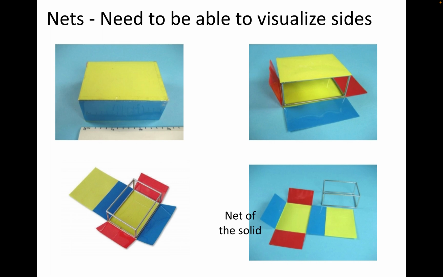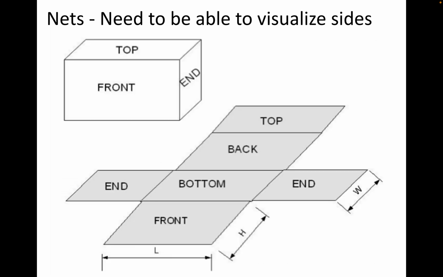Okay, so that's called the net of a solid. And again, it looks something like that. So you can see exactly how to calculate the area of a solid from each of its different pieces, with its length, its height, and its width.